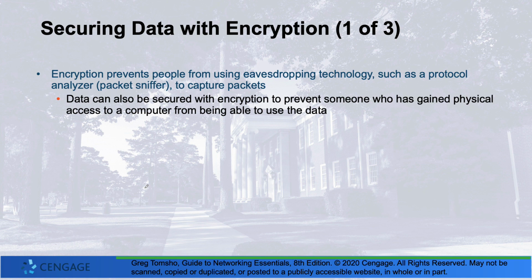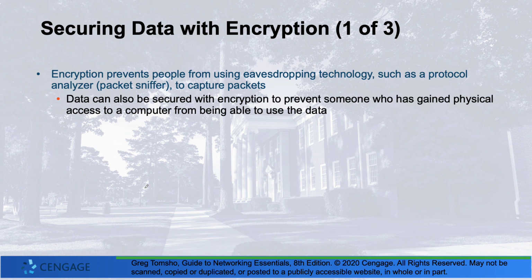All right. Securing data with encryption. So this is data that's in flight, data that's crossing our network. So encryption prevents people from eavesdropping on our network using tools like a packet sniffer or protocol analyzer. One that's popular that you'd probably recognize the name is Wireshark.